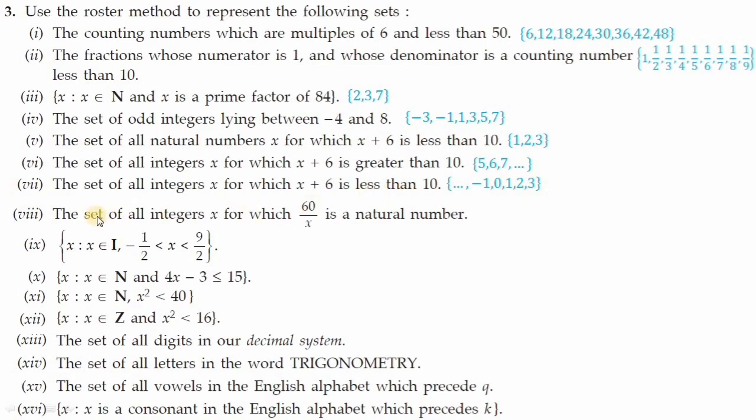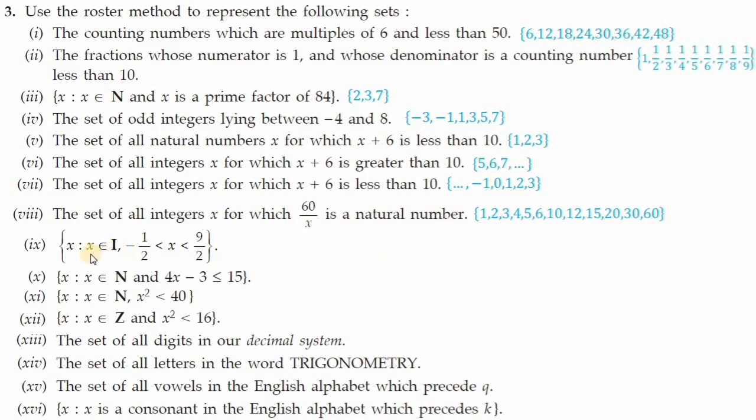Number 8 says the set of all integers x for which 60 by x is a natural number. That means x has to be a divisor of 60. That's what is the meaning of this. Because 60 divided by x is a natural number, means when you divide 60 by x, you are getting a natural number, which means x is a divisor of 60. And what are the divisors of 60? The divisors of 60 are these numbers, isn't it? So this gives me the required set.